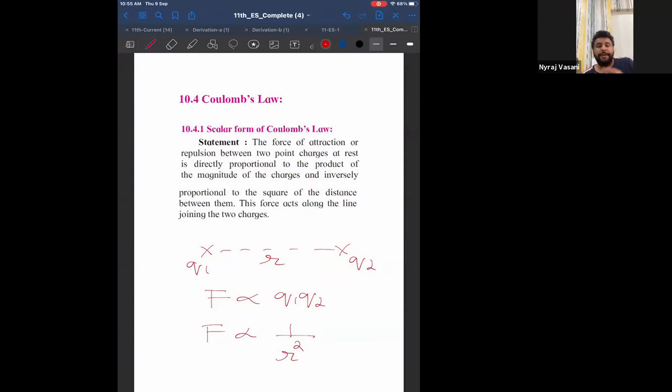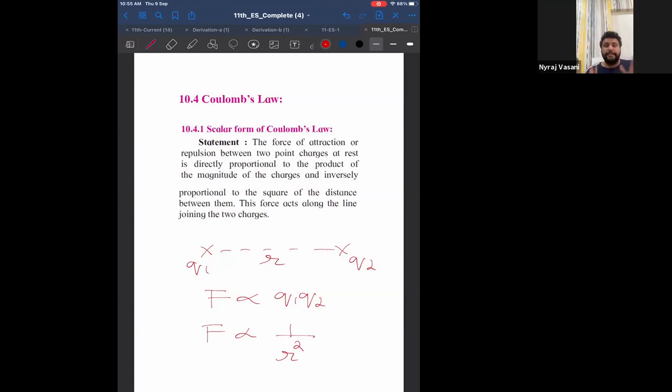I'll repeat. The force between the two charges is directly proportional to the product of their charges, and it is inversely proportional to the square of the distance. This is what Coulomb noticed experimentally. Now, after noticing this, he gave a law. You should understand the sequence of events.